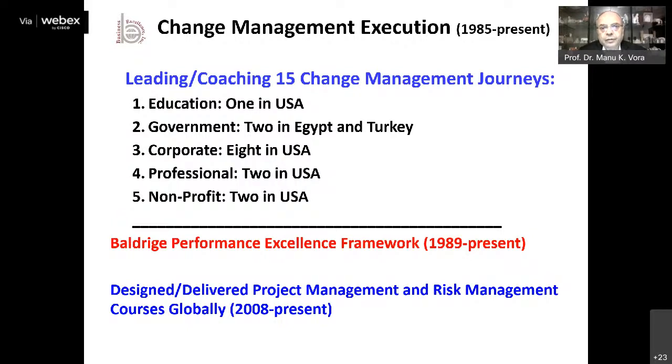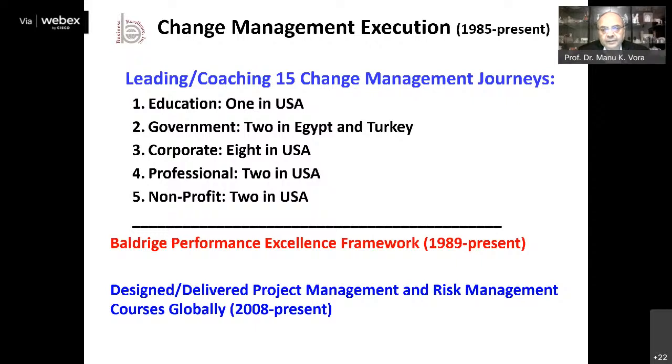Now, I've been very fortunate to have personal experience managing change or leading some of those change and observing some of the changes and transformation journeys for well over 36 years with the one entity in education sector, K through 12 in my school district in my area in Illinois, two government entities, one in Egypt and one in Turkey, 8 entities at the corporate level, on the professional side, 2 entities in the US, and on the nonprofit side, 2 entities where significant changes and transformation happened in my 36 years of observations.